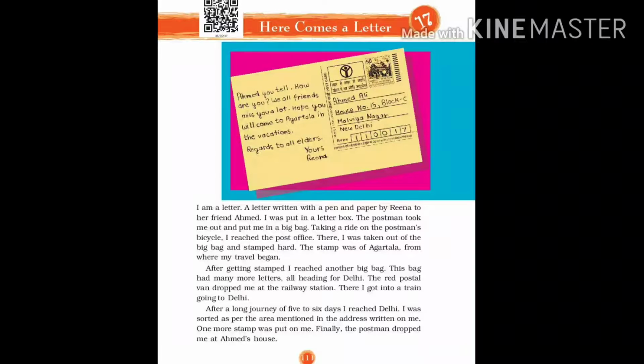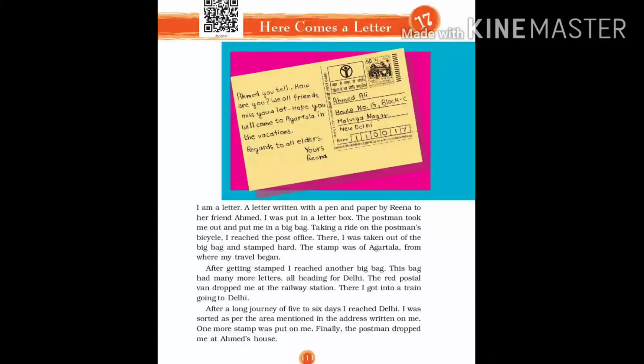The letter narrates his journey from one place to another. The letter says that a girl named Reena wrote him. She wrote the letter to her friend Ahmed. Reena posted the letter in a letter box. The postman took the letter out the next day and put him in a big bag. The letter reached the post office after a ride with the postman. There, the letter was stamped upon. The stamp belonged to Agartala and thus the journey began.